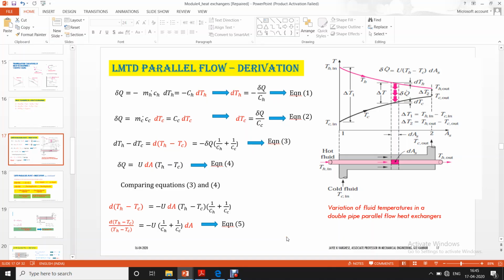Hello, dear students. Welcome to the second lecture on heat exchangers. In the last class, we had seen the classifications of heat exchangers, overall heat transfer coefficient, and the fouling of heat exchangers. In this lecture, we will see the derivation of log mean temperature difference.